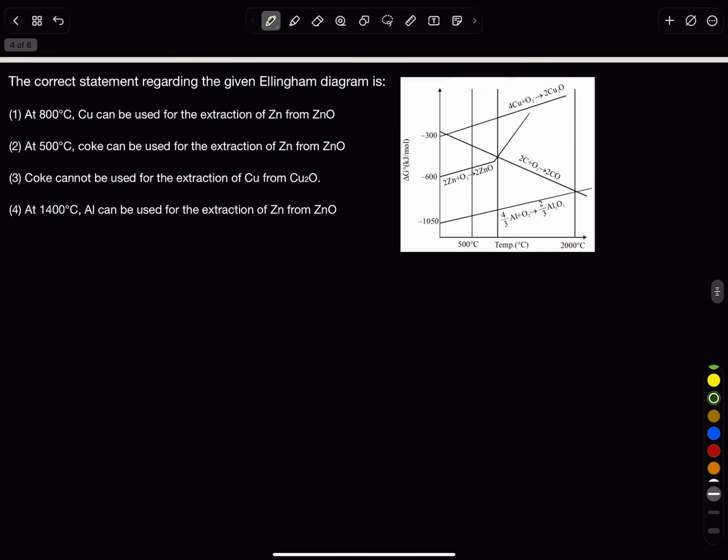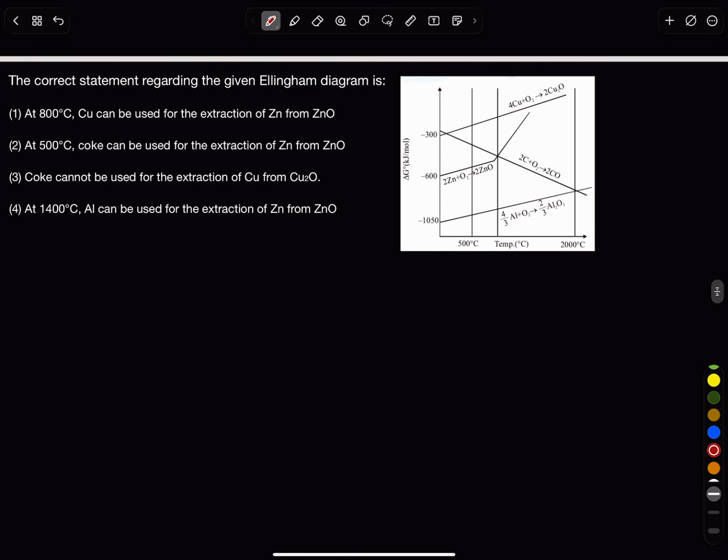So let's go back to this particular question. The correct statement regarding the given Ellingham diagram: the first statement says at 800 degrees Celsius, copper can be used. This is around 800, here is copper and here is zinc. Copper won't be able to reduce zinc oxide; zinc will be able to reduce copper(I) oxide. So this is a wrong statement.